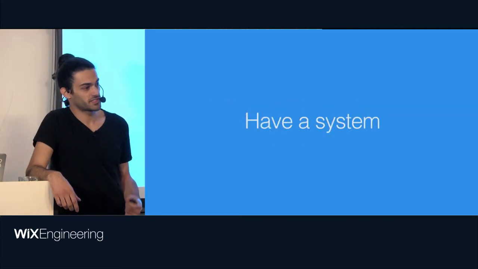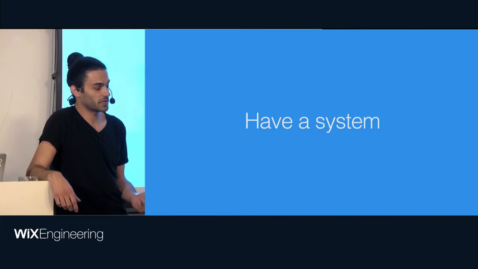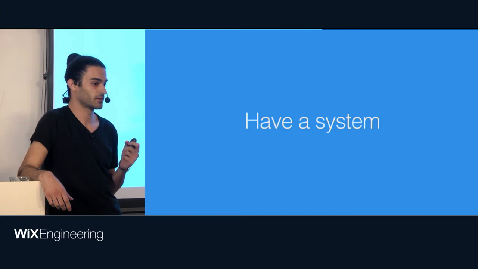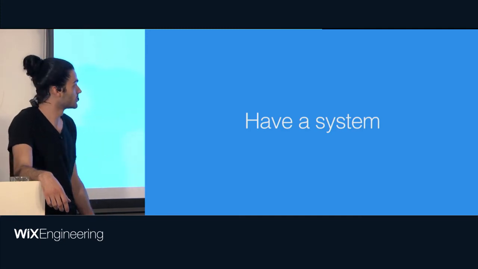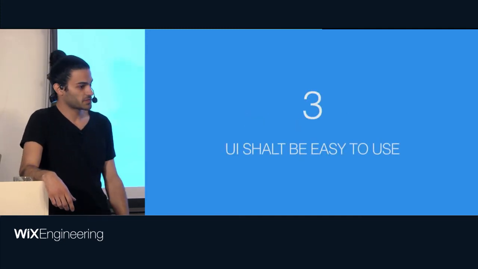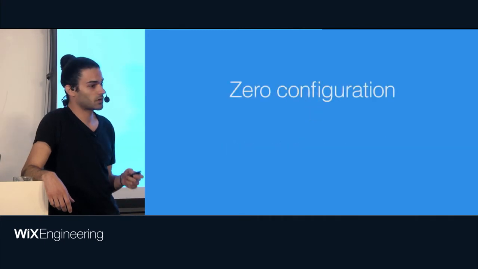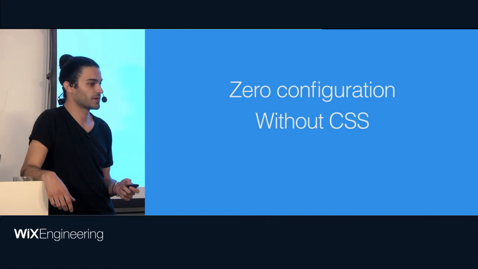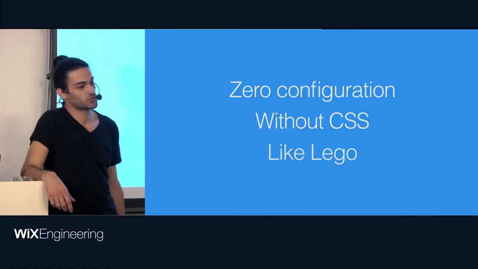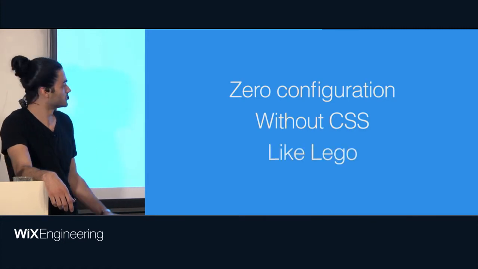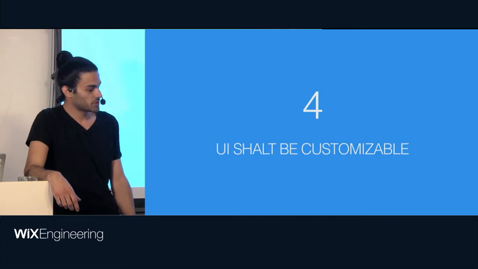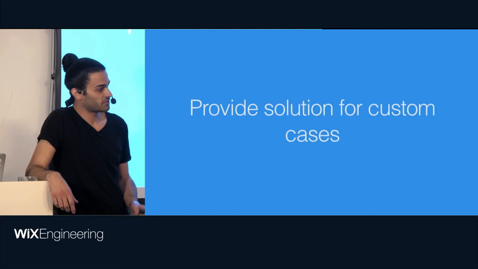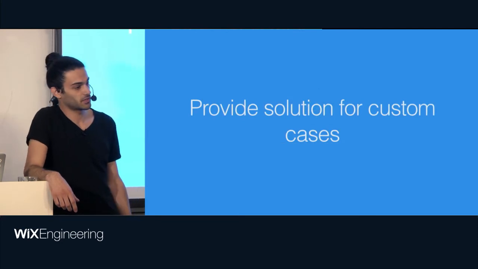And we at Wix have a system. We index all of our inputs, and we have dedicated UX guys that accept or reject new requests for UI components. UI should also be easy to use. It should work right out of the box with zero configuration, without needing to customize it with CSS, and it should be easily assembled like Lego. UI should also be customizable, meaning it should support all of our use cases and be easy to extend.